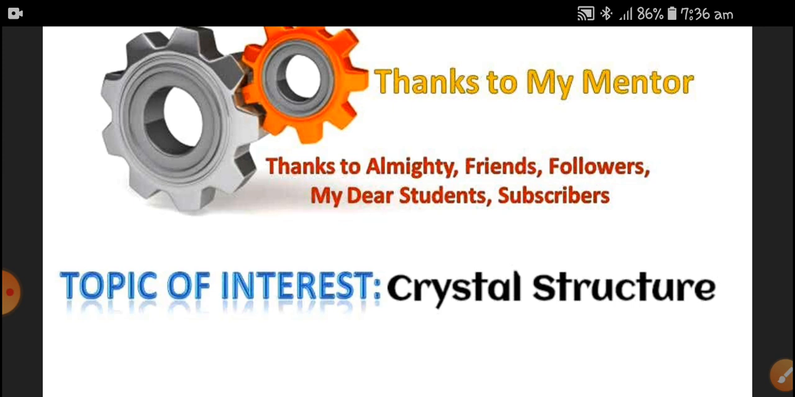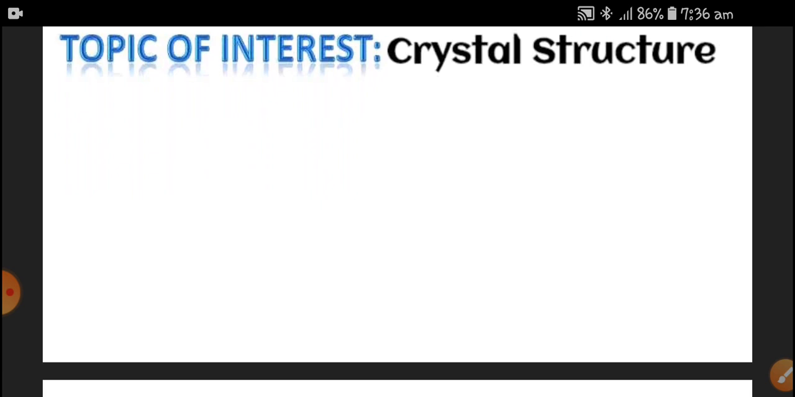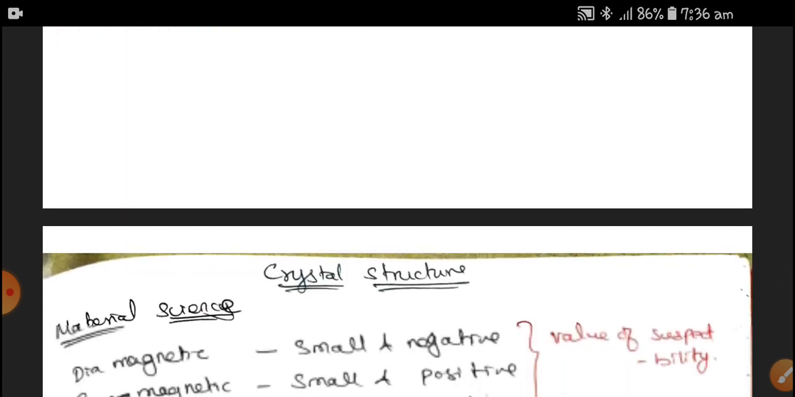With this background, the crystal structure is everywhere in every metal. When we look in detail, or zoom in 100x, we can easily visualize the crystal structure of the different materials. So, in the crystal structure, we have to notice the following things. The value of susceptibility is very important.